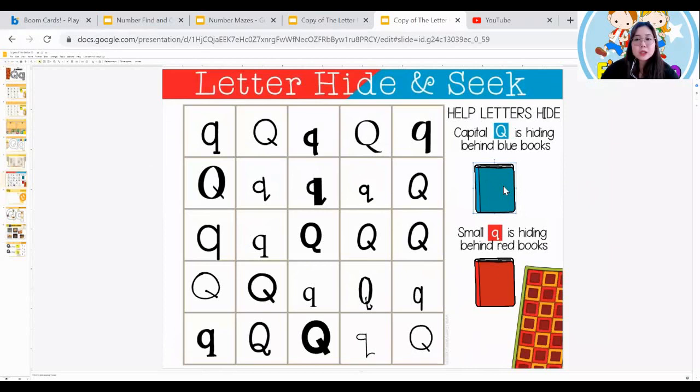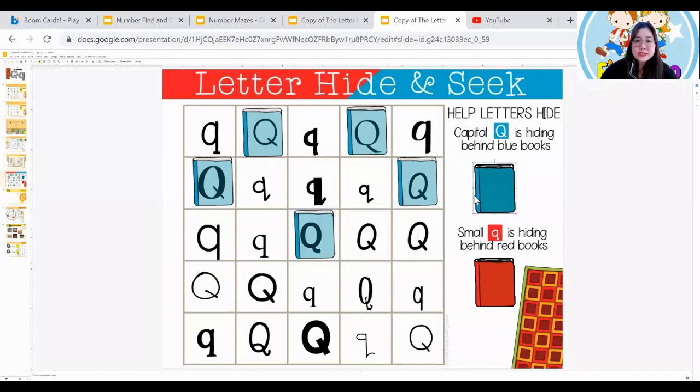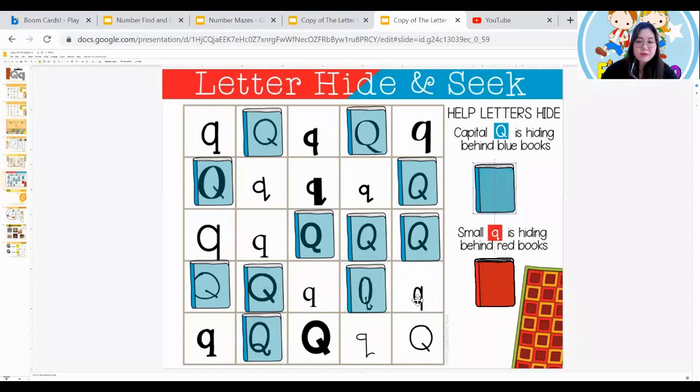So capital letter Q should be color blue. So we have 1, 2, 3, 4, 5, 6, 7, 8, 9, 10, 11, 12, 13. 13 capital letter Q.